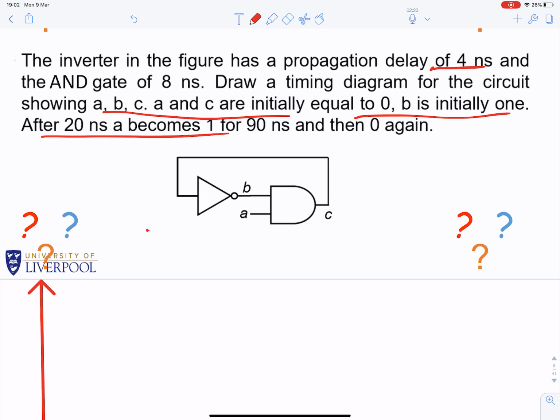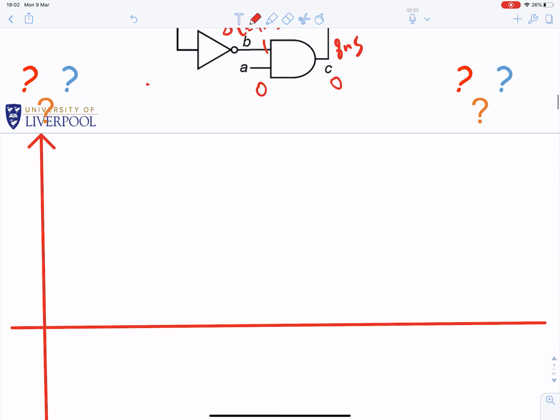The inverter has a propagation delay of 4 nanoseconds, and the AND gate has a delay of 8 nanoseconds. So we are going to draw a timing diagram for the circuit showing A, B, and C. A and C are initially at 0, and B is initially at high.